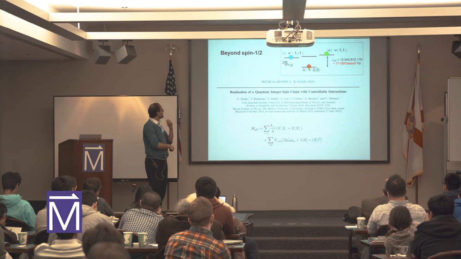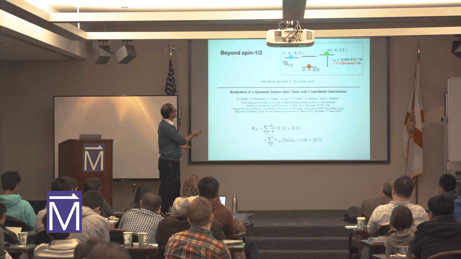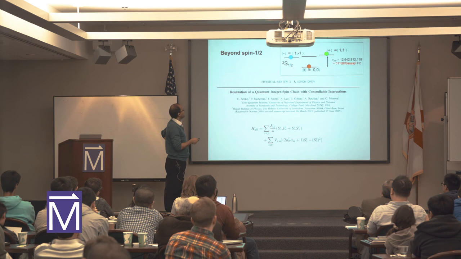Okay, this is my last slide. So far I have talked about only spin half systems. However, if you look at my ion, I had those other states, right? So these were my two spin half states, and I had the two other states. So in principle, I can also simulate beyond spin half, right? So a four state system. In particular, a three state system has been simulated in this 2015 paper.